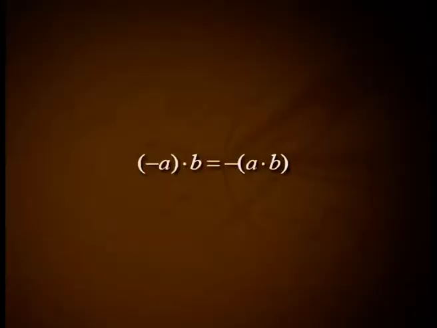Hence, minus A into B is the additive inverse of A into B, that is, minus of A into B equals minus of A into B. 2 is obtained from 1 by the commutativity of multiplication. 3. Let E be the multiplicative identity of F.